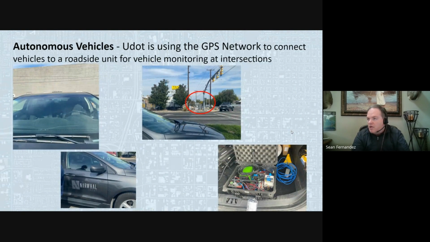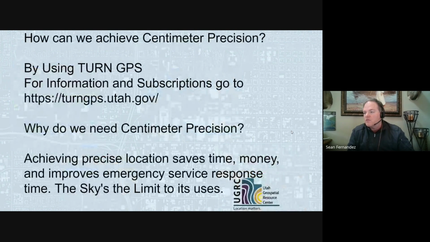We're working with UDOT on this autonomous vehicle project. They have a roadside unit that's located at an intersection. As a car approaches an intersection and it's connected to our network, it's able to see where it is in relation to everything in the intersection, including other vehicles that are connected to the network. It can help provide information about what's coming up. If there are problems or alerts that need to be given, it can come directly to the car and let them know there are problems within the intersection.